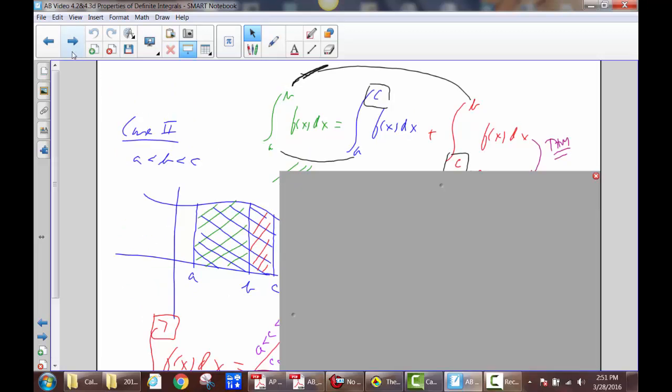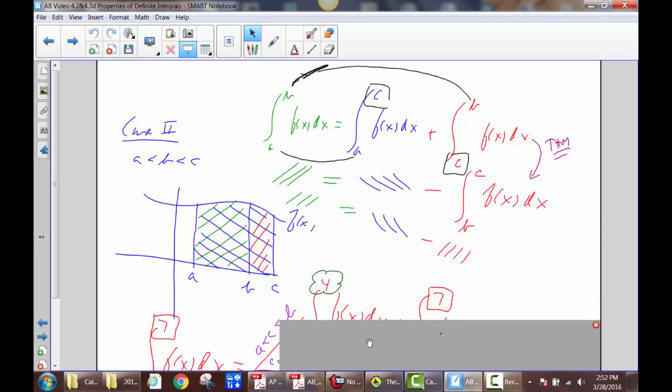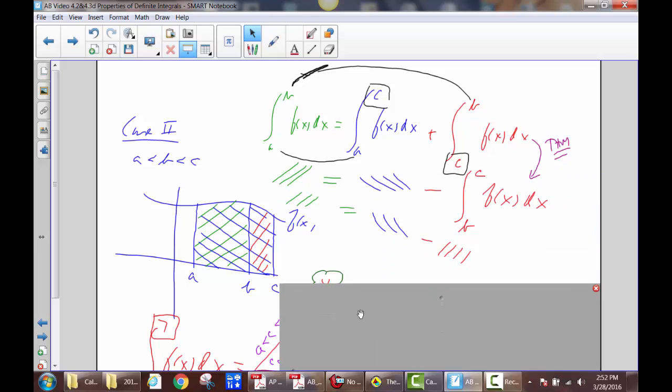Okay. Now, let's take case 2. Let's say c is bigger than both a and b. Let's pretend a is less than b is less than c. So here, you can see it's actually still going to work, because according to the theorem, the integral from a to b is equal to the integral from a to c plus the integral from c to b. You're just leaving the first one here and the last one there, and you're just putting this guy in between.